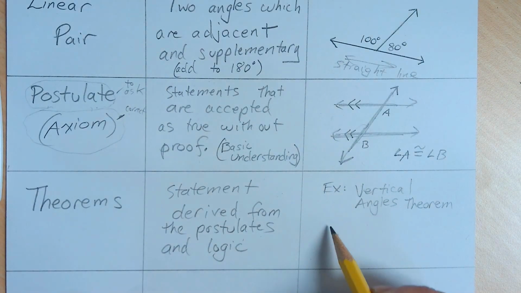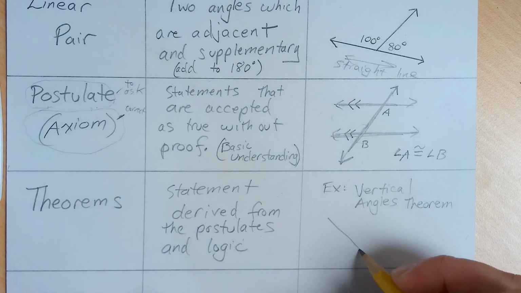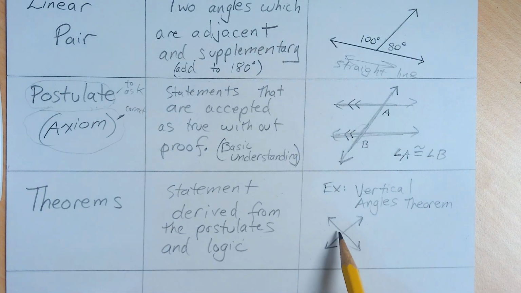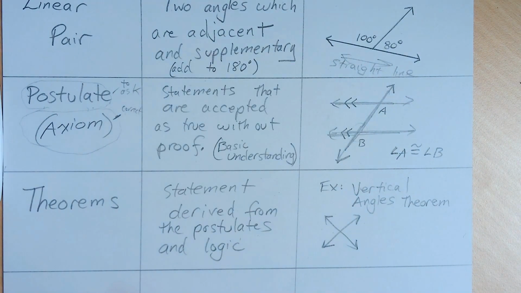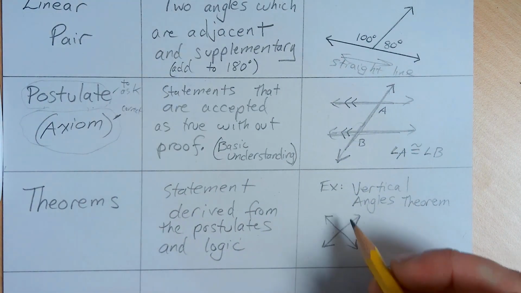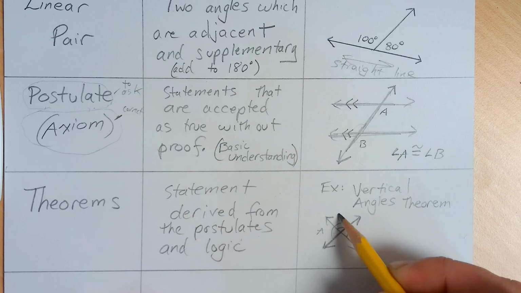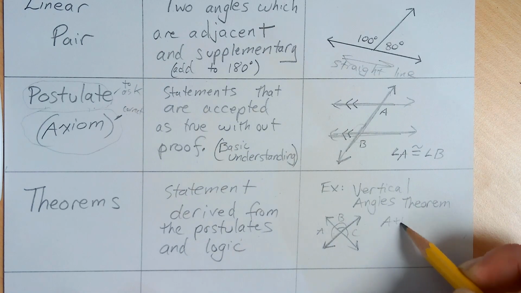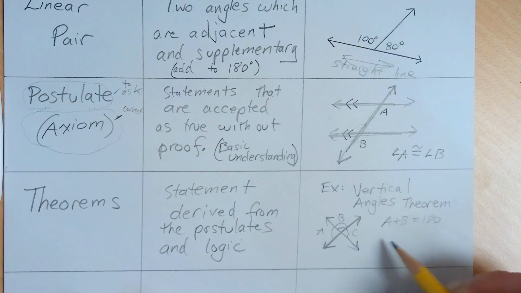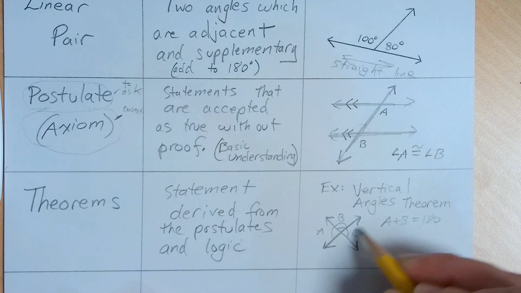So lots of times I'll just show students two lines crossing and just say, look, the angles that are across from each other are congruent. You should just accept it as a basic understanding, like a postulate or an axiom. But actually, this can be proven based on a more fundamental postulate that straight lines have 180 degrees in them. So this has 180 degrees, and this has 180 degrees. That means A plus B equals 180. I'm in a hurry now, so I'm not going to do measure of angle A and measure of angle B. I'm just going to say A plus B.